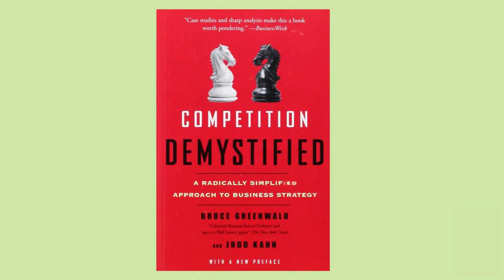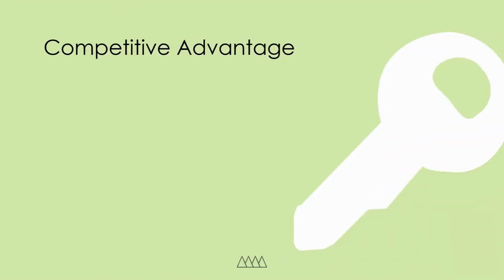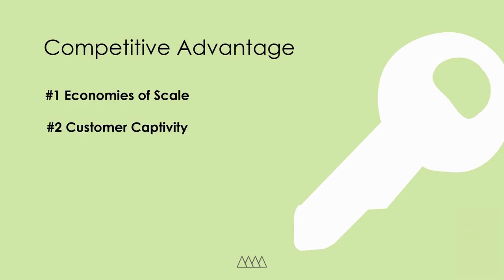There are essentially 2 types of competitive advantage. The first is economies of scale. The second is customer captivity. Note that I haven't included brands, advertising, or even strategic buzzwords such as value propositions or target markets. Competitive advantage is mostly based on economies of scale and customer captivity. I'll explain each of these in detail.